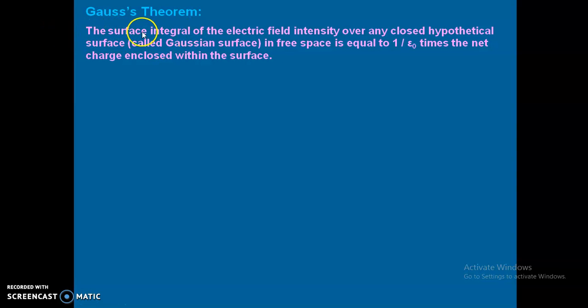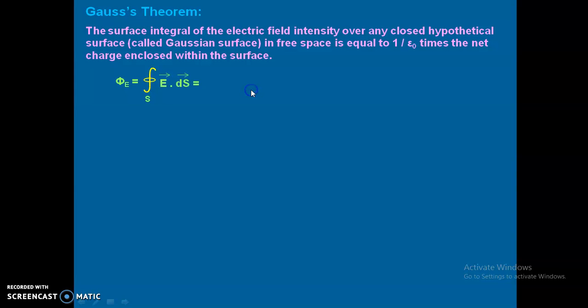Gauss theorem states that the surface integral of electric field intensity over any closed hypothetical surface. A closed hypothetical surface is called a Gaussian surface, either considered over a charge distribution or over a charge. So the surface integral of electric field intensity over any closed hypothetical surface or Gaussian surface in free space is equal to 1 upon epsilon naught times the net charge enclosed within the surface.